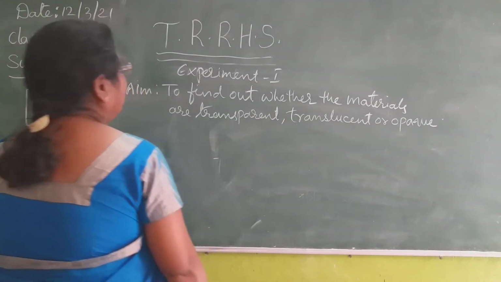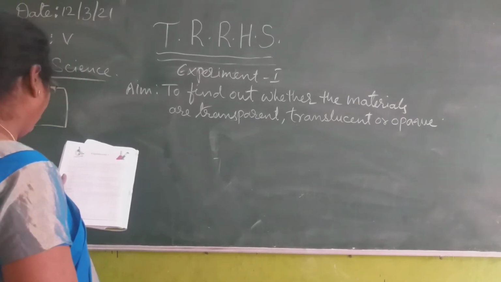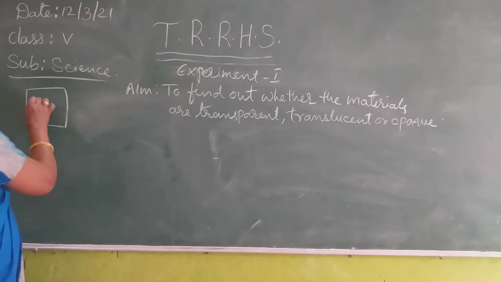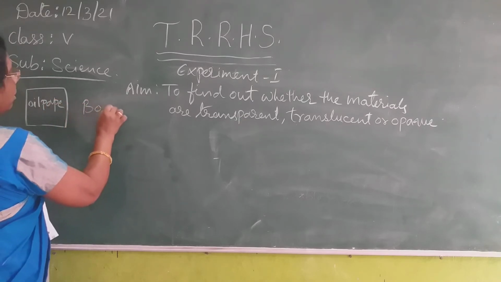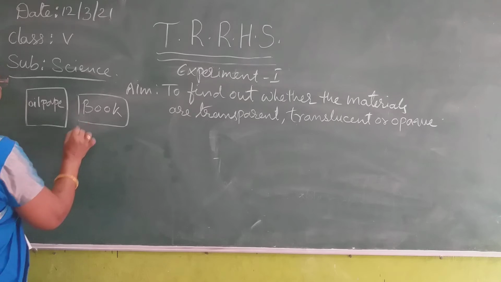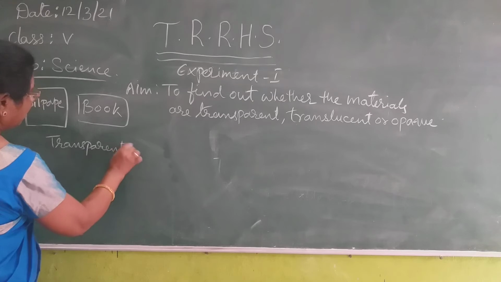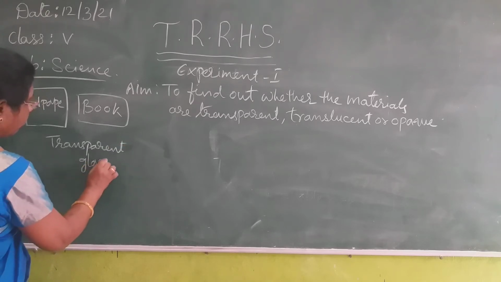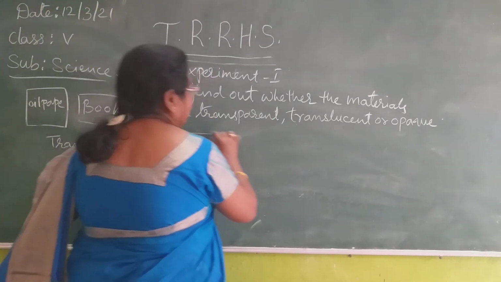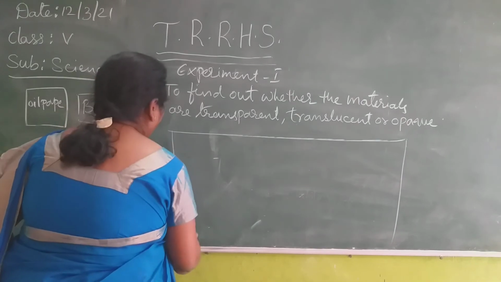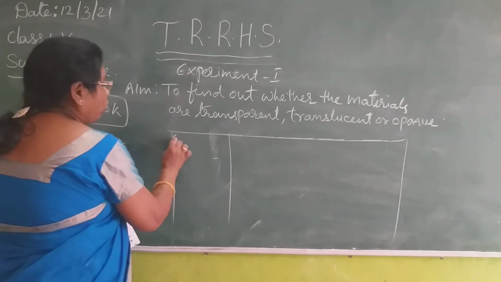Now you can take any object and observe the object carefully. Suppose here you are taking the oil paper, a book, and transparent glass. These are the three objects given for you, isn't it? Now here you have to write whether the object is transparent, translucent or opaque. Okay? Here you write down the object or material.